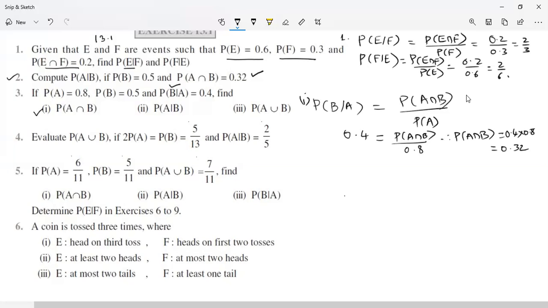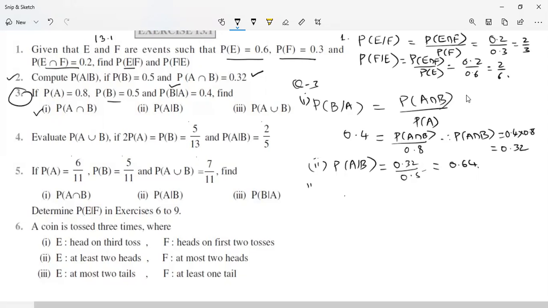Second part is simple, as we have done in question number 1. Probability of A when B has already occurred. So probability of A intersection B is what we just calculated, 0.32, divided by probability of B, that is 0.5. Question number 3 we are doing. Okay, so that will be equal to 0.64.